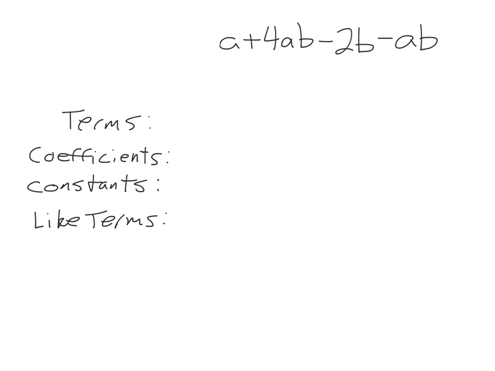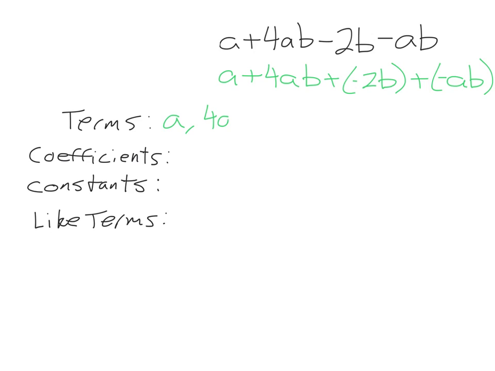Alright, here's our last example. In this case, we have a plus 4ab minus 2b minus ab. Let's do the exact same thing we've been doing. We're going to rewrite this using only addition. A plus 4ab plus negative 2b plus negative ab. Now our terms, we have four terms. Once again, a, 4ab, negative 2b, and negative ab. All four terms here.